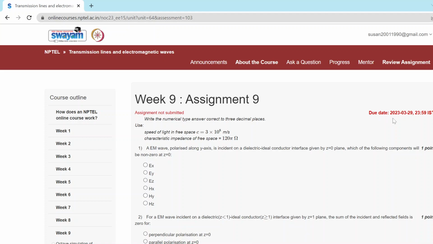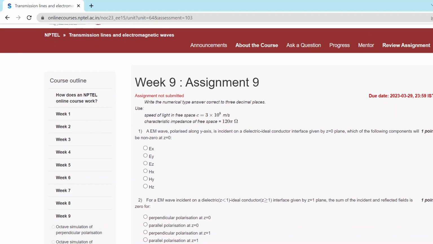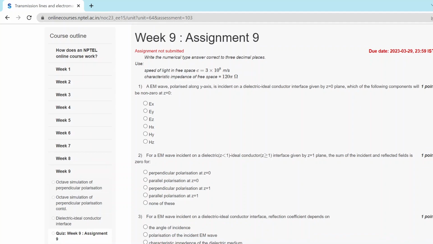So to give an idea of the questions for the assignment 9, if you see, the questions are mainly on the dielectric ideal conductor interface. Say the first question you see: the electromagnetic wave polarized along y-axis incident on dielectric ideal conductor, which of the components will be non-zero at z equal to 0. So we can imagine at the interface what are the boundary conditions. If you know those boundary conditions in the right way, you can answer this question.